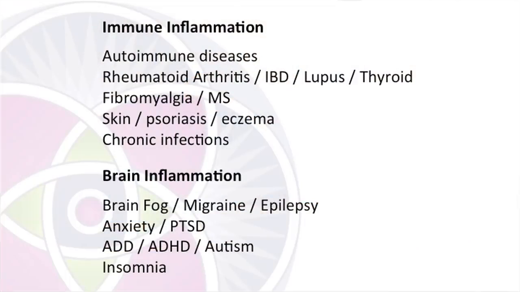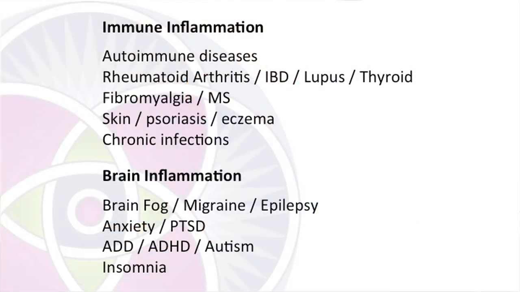Now let's take a look at your central nervous system. If it is inflamed, what kind of things might you be suffering from? Brain fog, migraines, epilepsy, anxiety and PTSD, ADD, ADHD, autism, and insomnia. Again, 100 or 150 years ago, these kind of symptoms, these kind of diseases were really rare. And over the last 150 years, because of the ongoing insult to our systems, these kind of things are more and more prevalent with every single year.